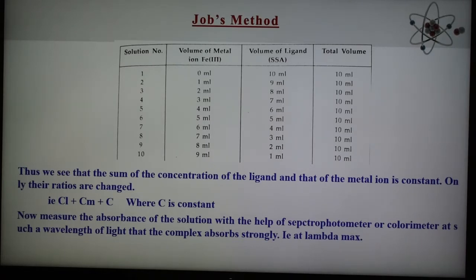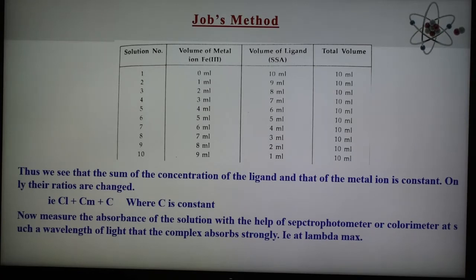After making these 10 solutions, we have to measure the absorbance of all the 10 solutions with the help of a colorimeter or spectrophotometer at a fixed wavelength, that is known as lambda max. First of all, we should know what lambda max is: it is the wavelength at which the maximum absorbance takes place.